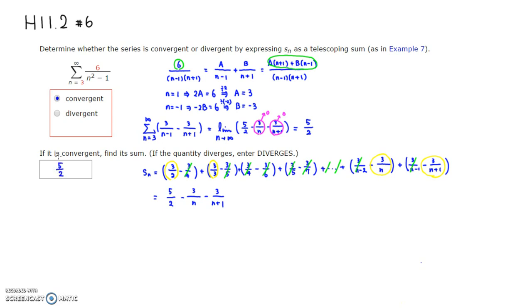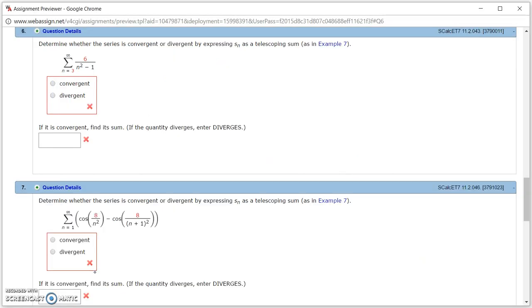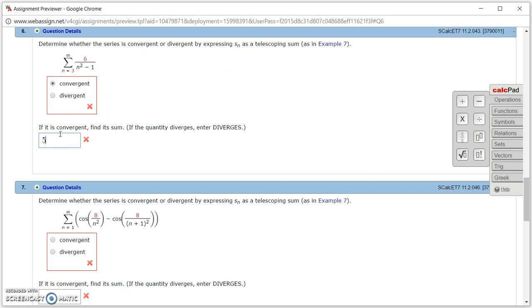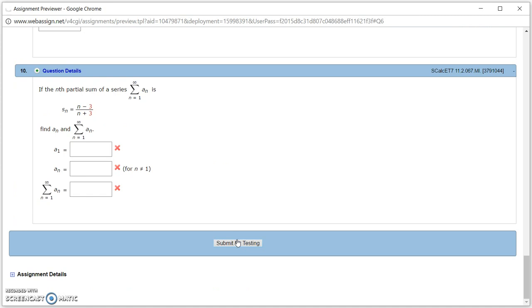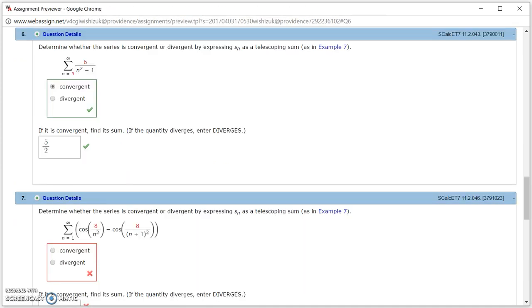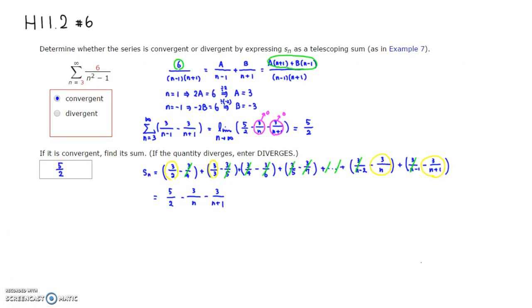Let's type it in. So we have convergent, and the sum is 5 halves. Let's submit for testing. Okay, looks like we got both of these correctly. All right, that's it. I hope that this was clear.